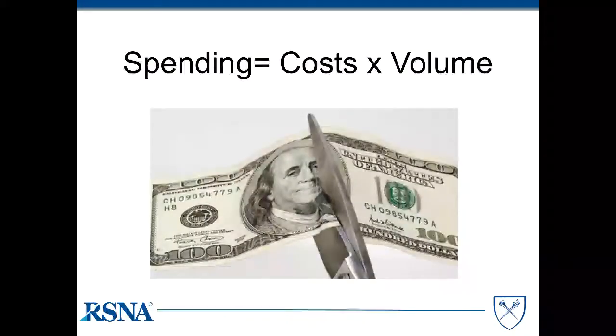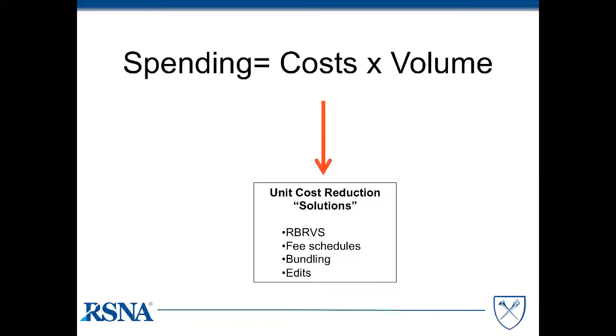Policymakers, you now know, have only 3 ways to cut spending on healthcare. They can cut costs through unit price reductions, or they can cut volumes through reduced utilization, or they can do both. And that they have. We've talked in a variety of modules in the past on ways that unit cost reductions have been implemented through the RBRVS process and subsequent Medicare physician fee schedule reductions, and through code bundling and code edits.